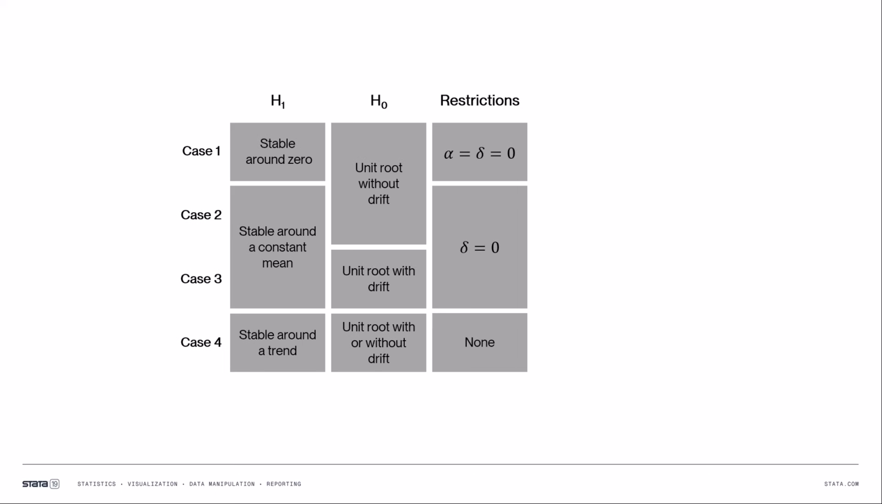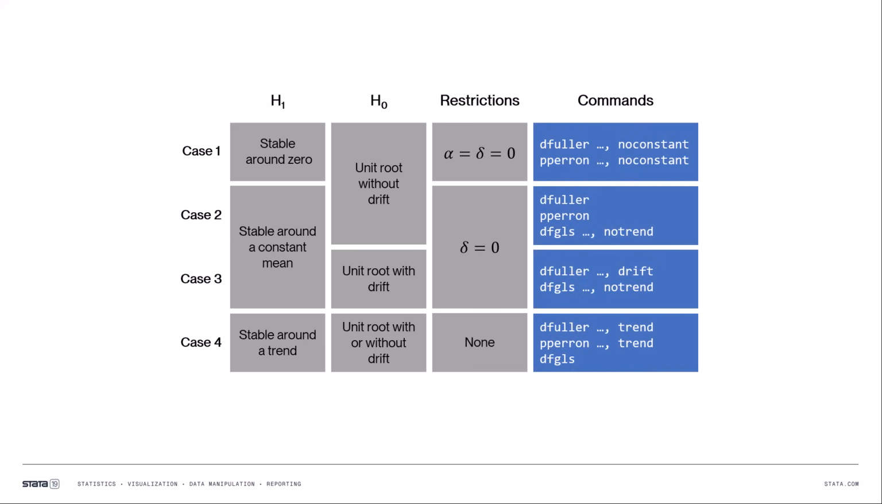Once we have determined what question we want to ask and which null and alternative hypotheses are appropriate to ask that question, the options of the dfuller, pperron, and dfgls commands give us access to these 4 cases.